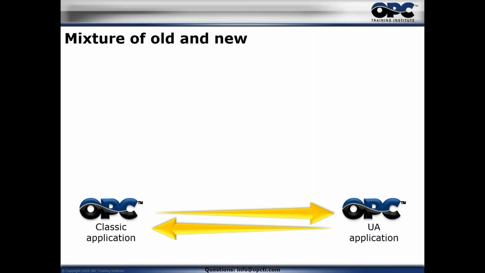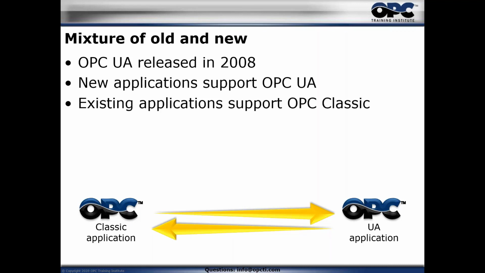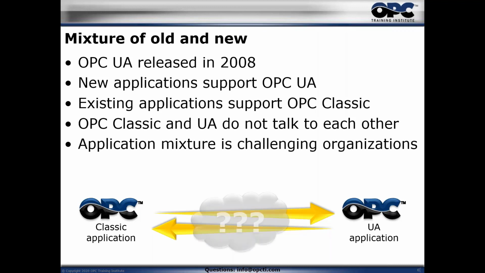So let's see what's going on here. OPC UA was released back in 2008, so 12 years ago. A lot of new applications are already supporting OPC UA, and a lot of existing applications support OPC Classic. The big problem is that OPC UA and OPC Classic don't talk to each other directly. So companies have both old and new applications. Some speak OPC UA, some speak OPC DA, and they don't necessarily communicate with each other.